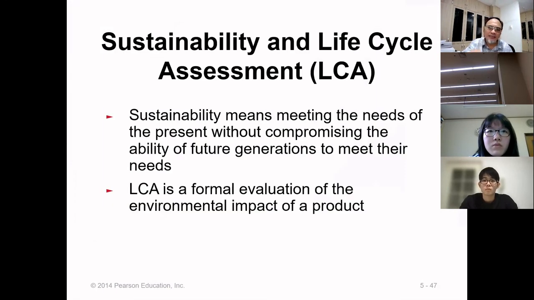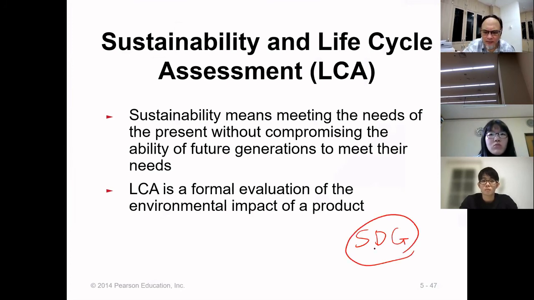And finally, sustainability and life cycle assessment. Today, sustainability means, especially in the Sustainable Development Goals, okay? UN Sustainable Development Goals, SDG. I think there is eight, if I'm not mistaken. So sustainability means meeting the needs of the present without compromising the ability of the future. We design green products today. Products must be green. Green means sustainable.